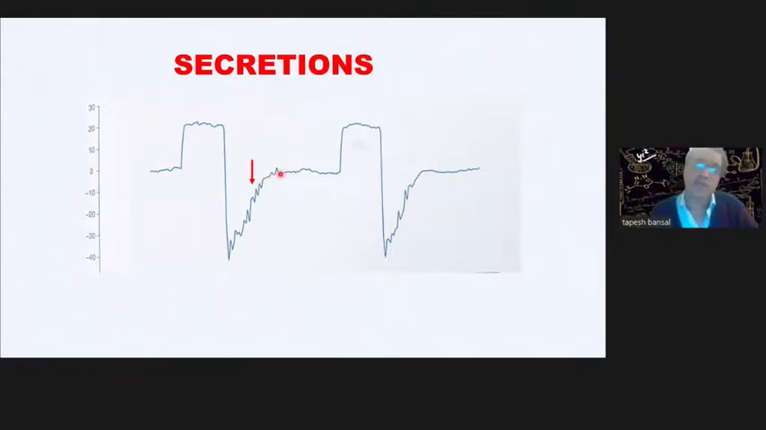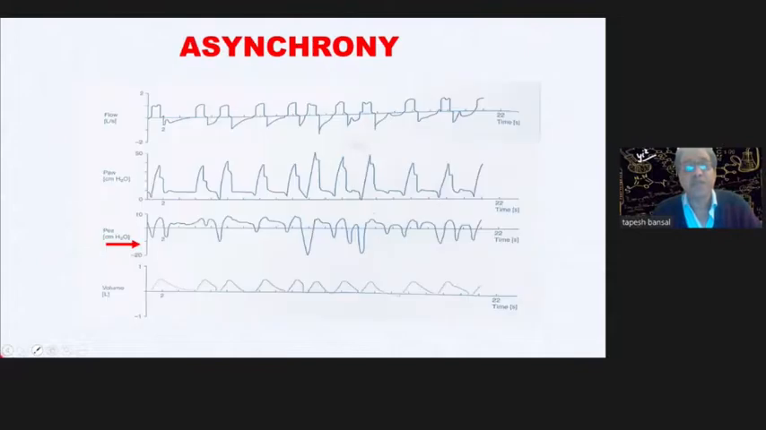And this is the expiratory flow. And because the airways are narrow during expiration, they are more prominent during expiration than inspiration here. So this is something which can be used to pick up excessive secretions.